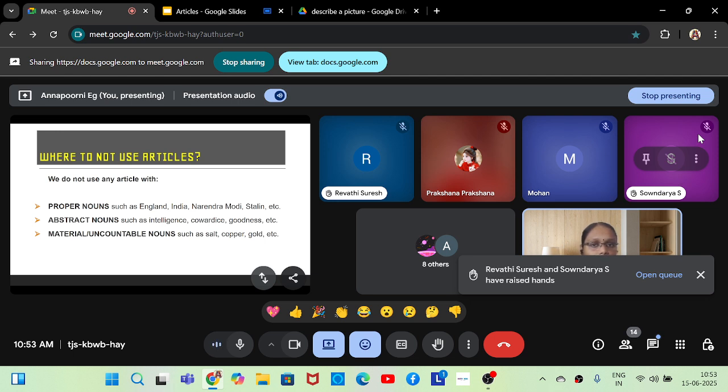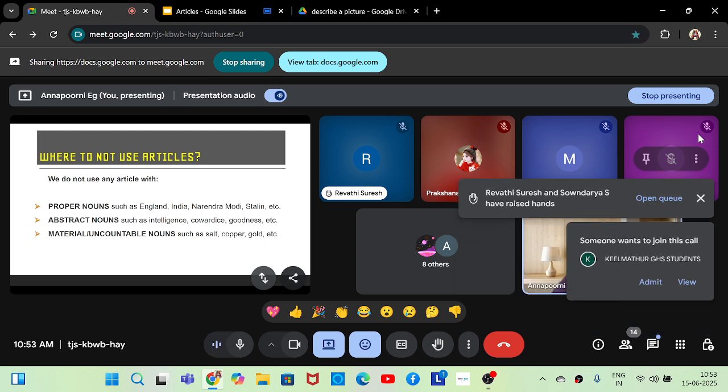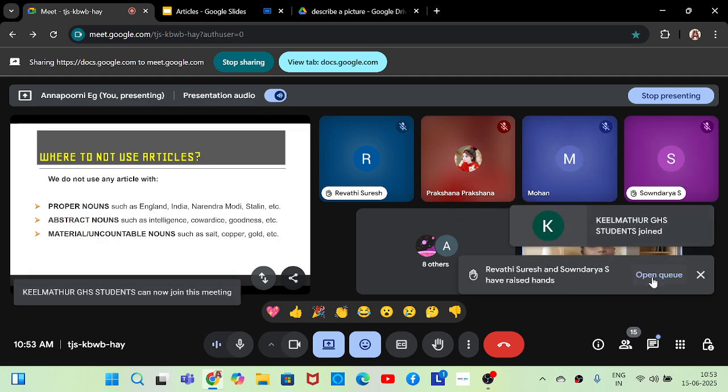Actually, the letter should be a consonant. The alphabet should be a consonant, but the article that you are using must be "an", because the sound should be a vowel sound. An honest animal. Very good. Okay. Now let me ask you another type.